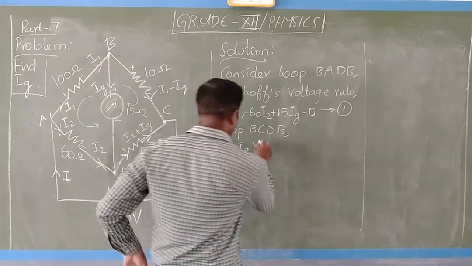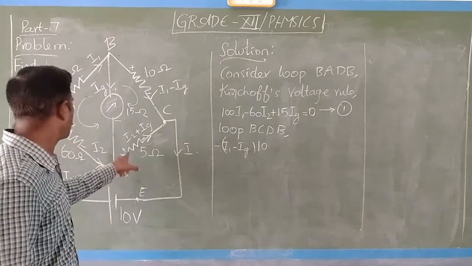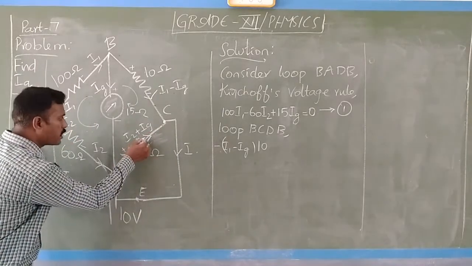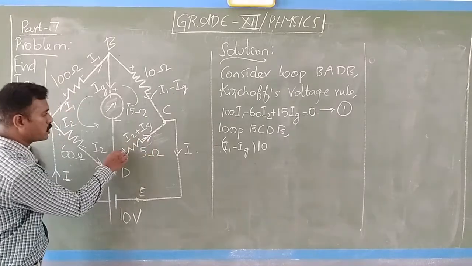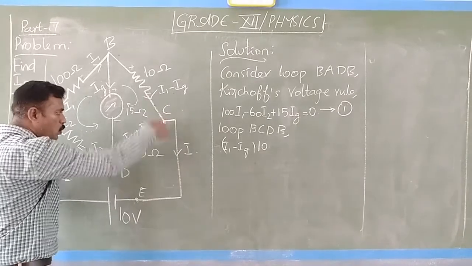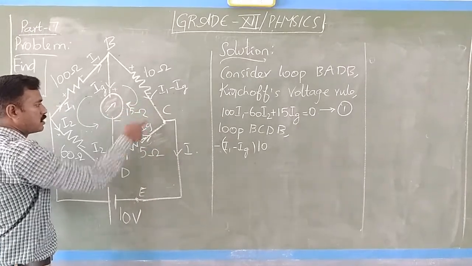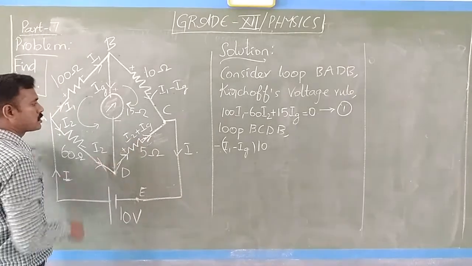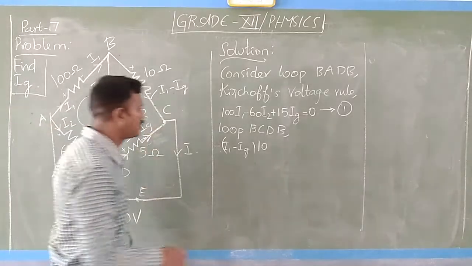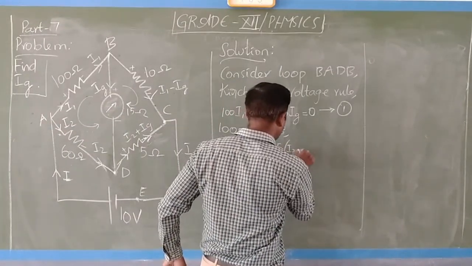So 10 ohms. Then here also you have current, but what is the polarity? Negative to positive. What is the direction of the current? Entering in positive, leaving in negative. What is the direction of the loop? I have given the loop like this. So negative to positive is what? Increasing. That is 5 ohm into the current. That is plus 5 into I2 plus Ig.